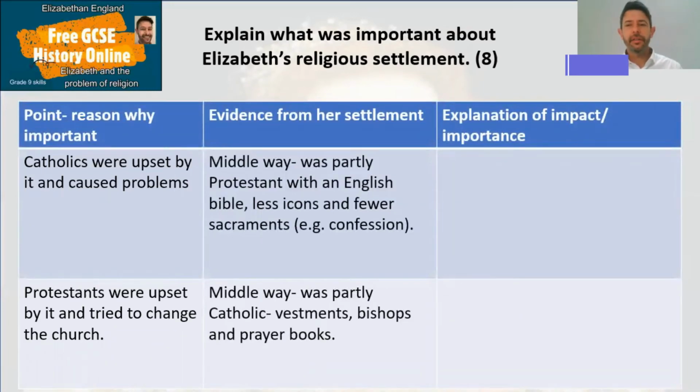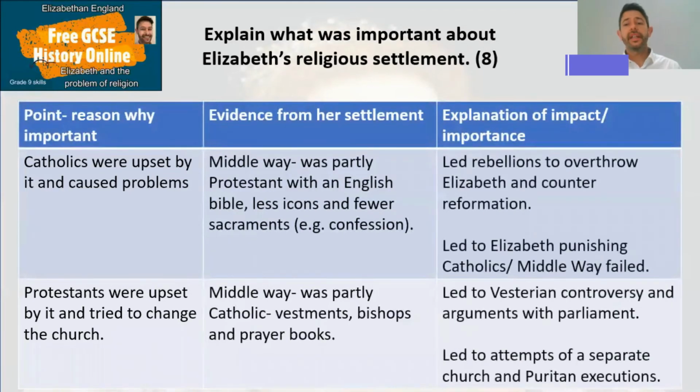So let's see how it goes. And we obviously want to explain. So obviously the Catholics, it led to rebellions. That's what's important about it. It led to rebellions to overthrow Elizabeth and led to a counter-reformation from the Spanish and even the Douai French. So it led to Elizabeth punishing Catholics and the middle way started to fail.